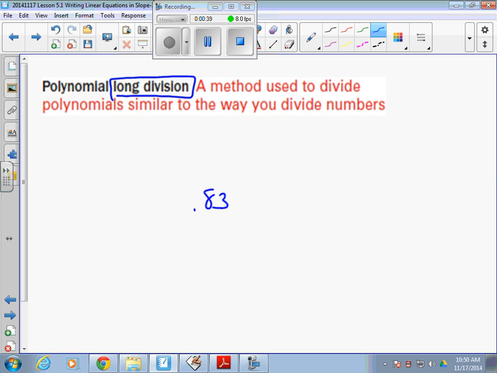But just like you divide 83 by the number 2, and you use long division to do it that way, you're going to keep bringing down your zeros until you get an exact amount. We're going to do the same thing, but with polynomials, which means we're not just going to divide by 2. We'll divide by something like x minus 2. So that's what we're going to look at today.